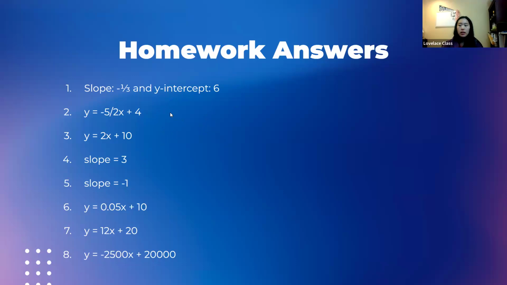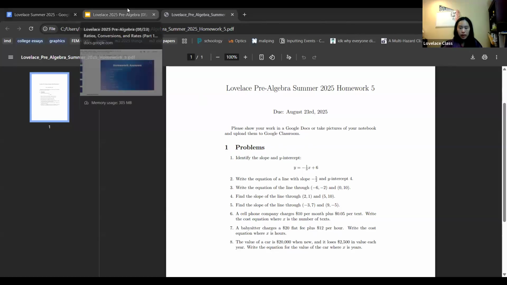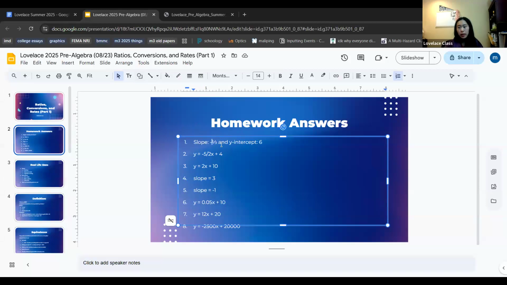Okay, so I'm going to go to the homework problems and explain these answers. But in order to do that, I need to show the homework as well. So this is the homework. If we look at the first problem, it says to identify the slope and the y-intercept. We have y equals negative 1/3 x plus 6, and we know that the slope is the coefficient of x. So the slope is negative 1/3, and the y-intercept is going to be 6, which is also shown over here.